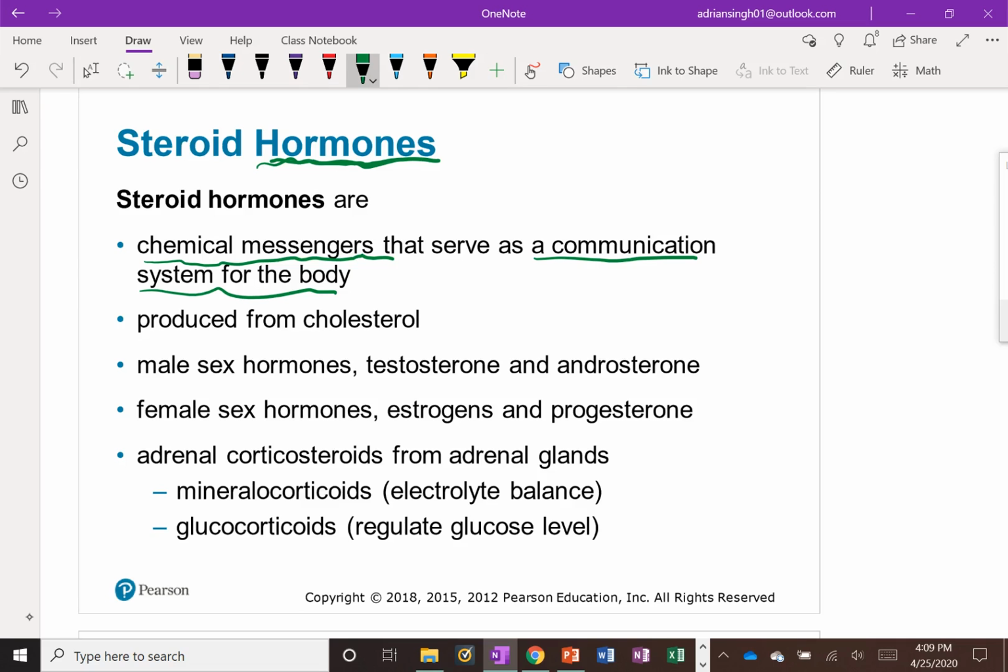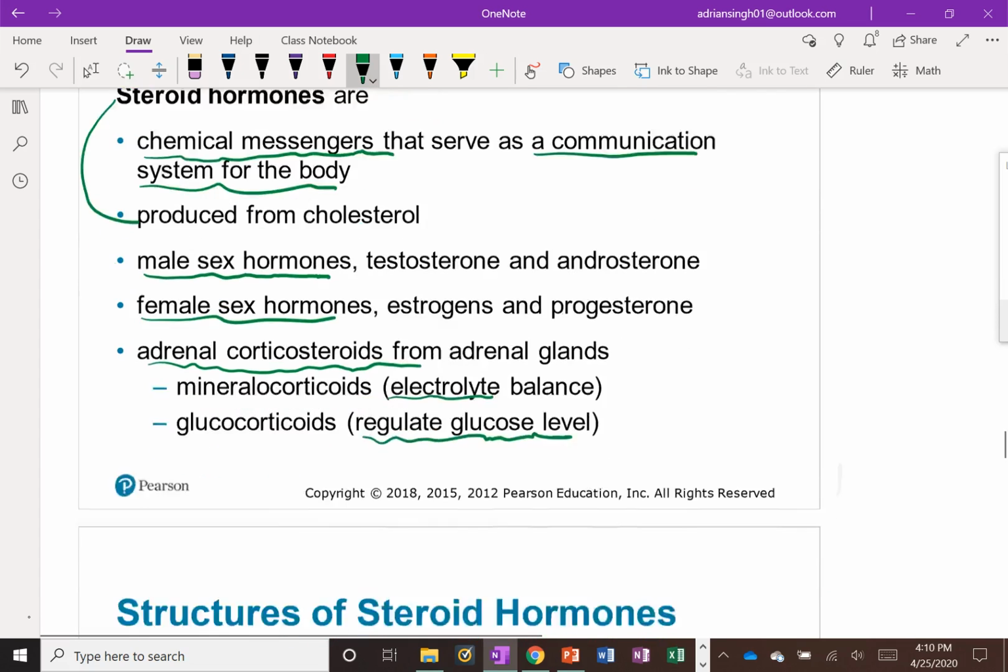Your steroid hormones are made from cholesterol. They include your male sex hormones, things like testosterone, etc. You have your female sex hormones as well, and then you have some other types of molecules known as your corticosteroids, made from the adrenal glands, which help in balancing your electrolyte levels, but also regulating blood sugar levels, your blood glucose levels.